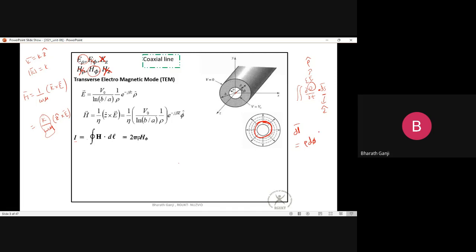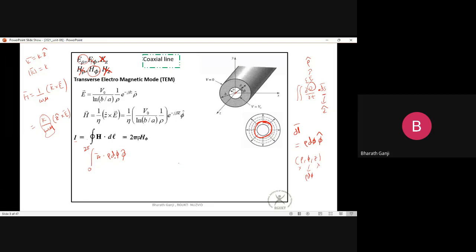You have rho d phi times phi cap as your dl bar. Since this is a cylindrical coordinate system, you can see it is a circular path. On the circular path, z is not changing, rho is not changing, only phi is changing. So dl bar is rho d phi times phi cap. So H bar dot dl bar means you put rho d phi phi cap, and phi is changing from 0 to 2 pi because it's a circular path, and you take the dot product of phi cap with H bar.